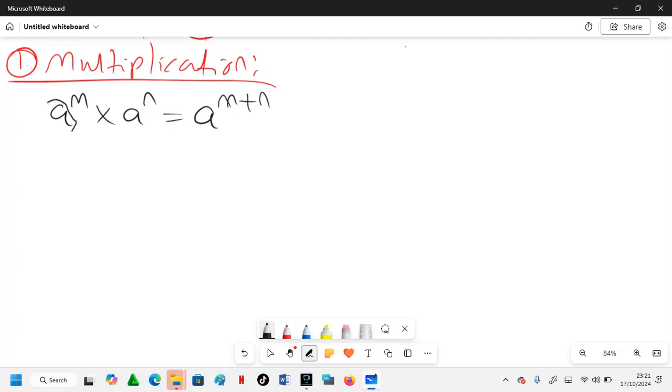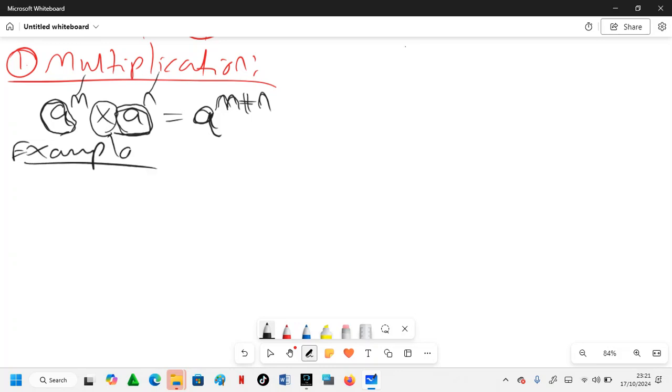Now look at this very carefully. You can see I'm having a as the base here, and here I'm also having a as the base, and I'm multiplying them. The powers do not have to look the same. The moment the bases look the same, the solution is normally just the base, and then you add the powers as I've done there.